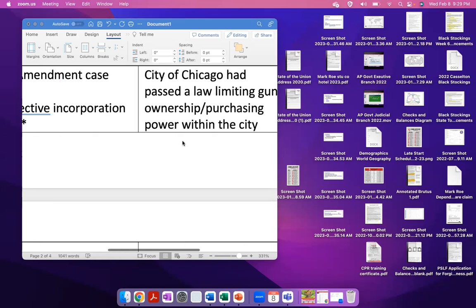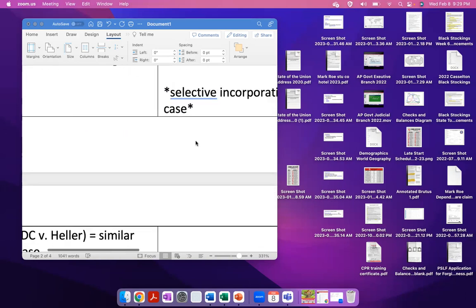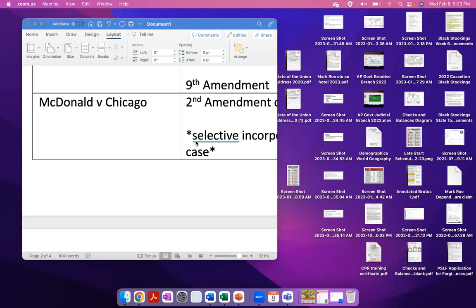So these two cases happen in relatively close proximity of one another as far as the general timeline. But again, understand DC versus Heller is not selective incorporation. I could see the AP asking some sort of question about how they're different. And that's what you would have to write about: even though the rulings of the cases are basically identical, DC is not a state. Thus, it did not selectively incorporate the Second Amendment. Chicago's a part of the state of Illinois, and that's where the selective incorporation bit comes in.